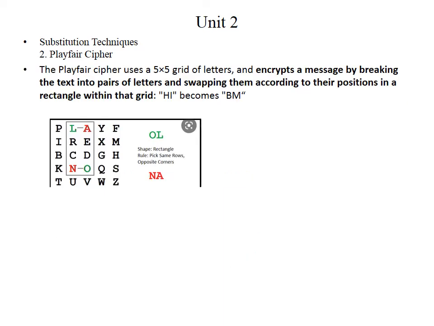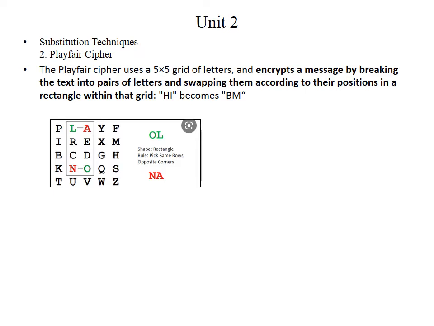Now the Playfair cipher is another type of substitution technique. Here also we can do the shift, but before doing the shift we use a 5x5 grid of letters. Encrypt the message by breaking the text into pairs of letters and swapping them according to their position in a rectangle within that grid. Here a rectangle is selected, and the rule is that it picks the same row and the opposite corner.